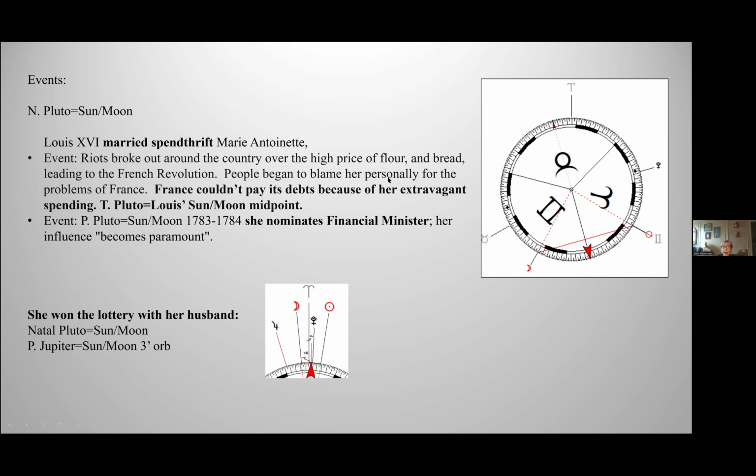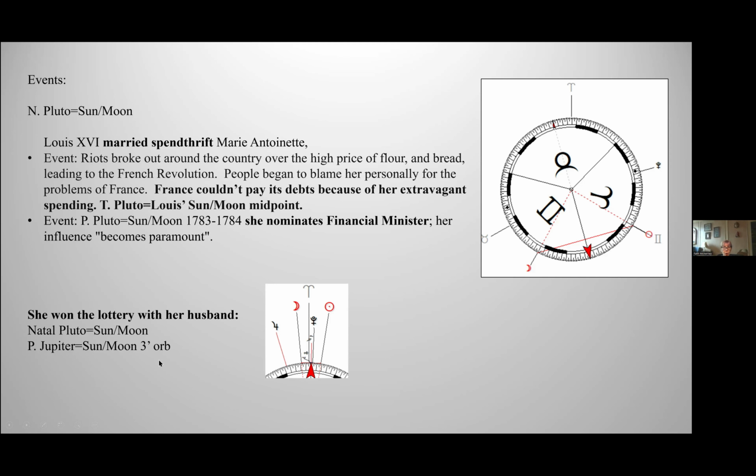People began to blame her personally for the problems of France. France couldn't pay its debt because of her extravagant spending. And that is what happened. He had the natal picture, and that's what happened when the transit hit it off. Now, when the progression hit it off, she nominated a financial minister. So there we have it, two different manifestations of resources connected with the relationship.